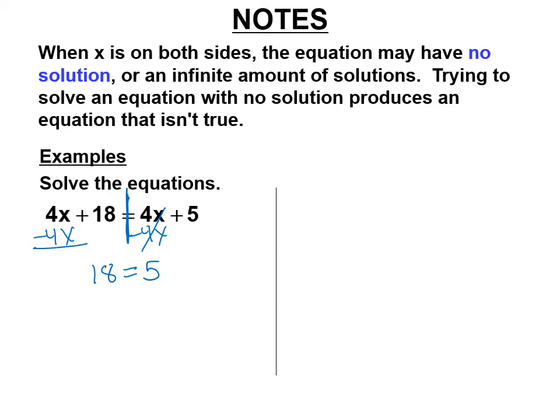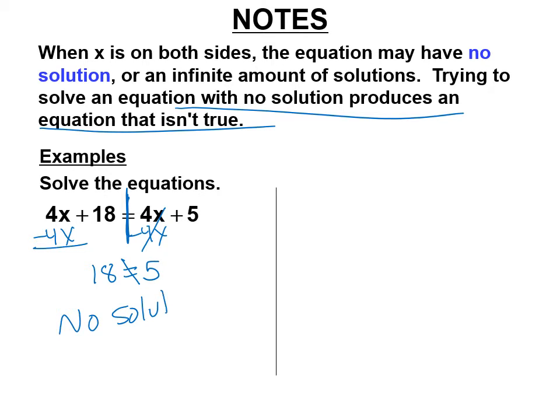Well, when you try to solve an equation that has no solution, you're going to end up with an equation that isn't true. So don't leave that. Let's say 18 does not equal 5. And what you're going to do when that happens, you're going to say there's no solution. And what that means is there is no number that I can put where x is to make this all work out. There is no solution.